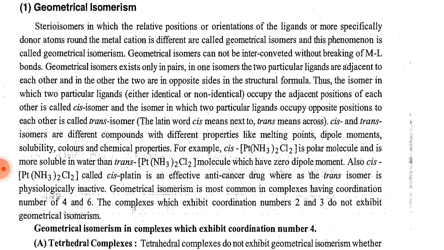Cis and trans isomers are different compounds with different properties like melting point, dipole moment, solubility, color, and chemical properties. So what is the difference between the cis and trans isomer? In the cis isomer, whether the ligands are identical or non-identical, they will be adjacent, next to each other. But in the trans isomer, the particular ligands will be opposite to each other. So both cis and trans show differences in solubility, melting point, boiling point, color, and chemical properties.